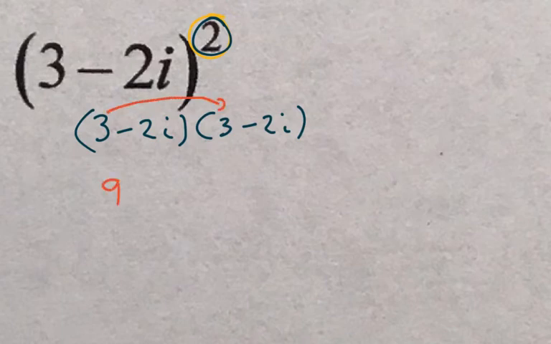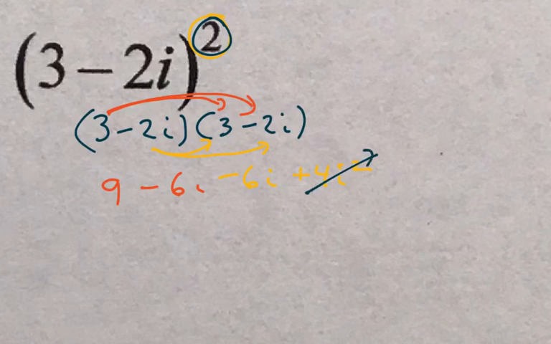3 times 3 is 9. 3 times negative 2i is negative 6i. Negative 2i times 3 is negative 6i. Negative 2i times negative 2i is a positive 4i squared. Wait a minute, i squared makes it negative 1, therefore we have negative 4 there.